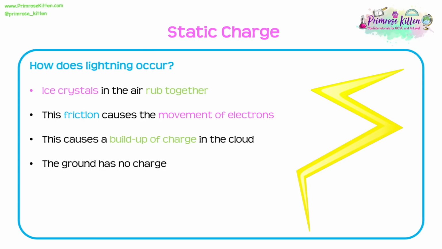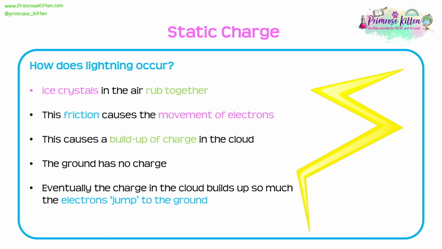Now, if we think relatively speaking, the ground has no charge, whereas in those clouds, we're getting this build-up of charge. And eventually, the difference between that build-up of charge in the clouds and the no charge on the ground gets so large that the electrons will jump to the ground. And this is what lightning is. That big zigzag in the sky that we observe is actually those electrons jumping down to the ground.